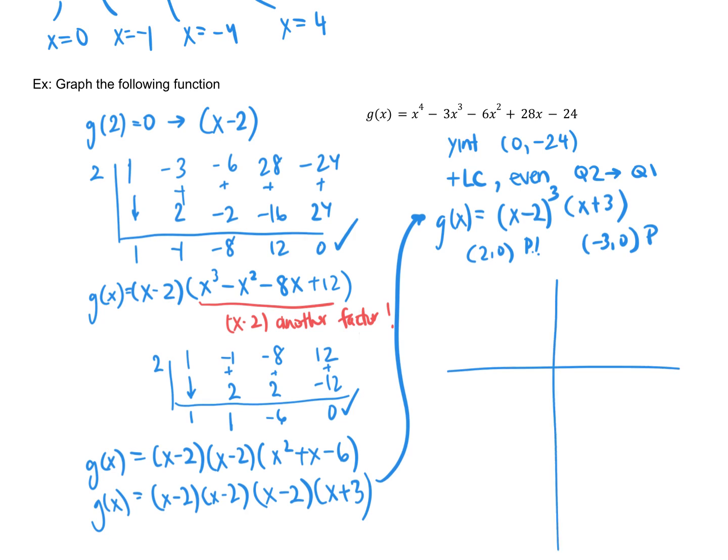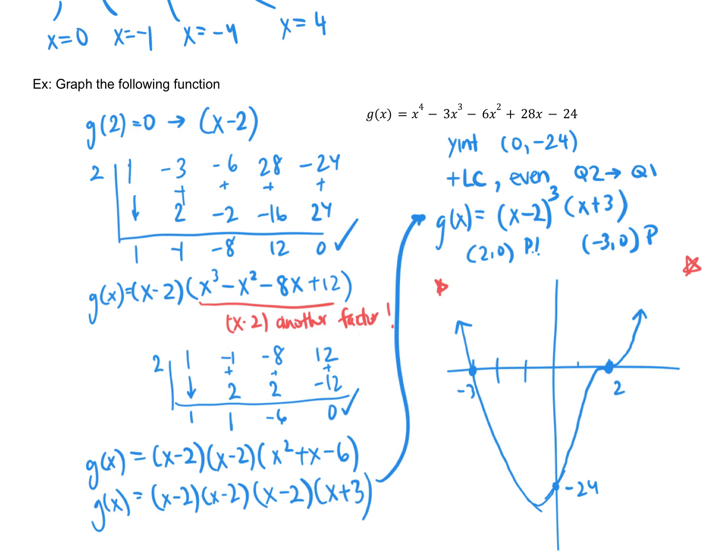So let's get a sketch going. Here's 2 for the point of inflection. Here's -3 for the pass, and we know we're starting in quadrant 2 and ending in quadrant 1, and we know our y-intercept is at -24. So now let's connect the dots. And here it is.